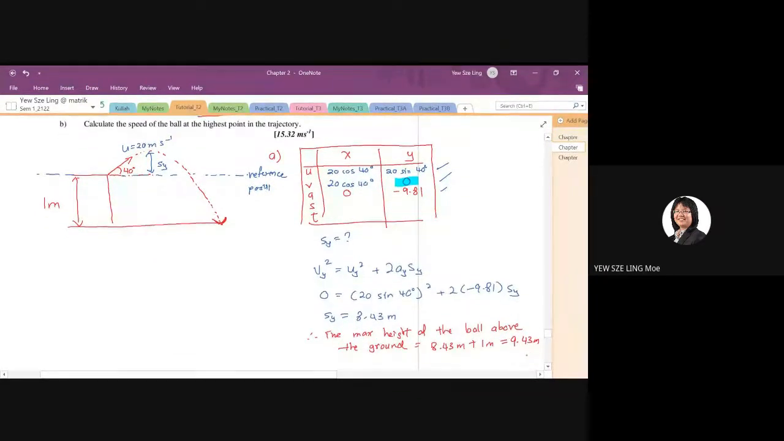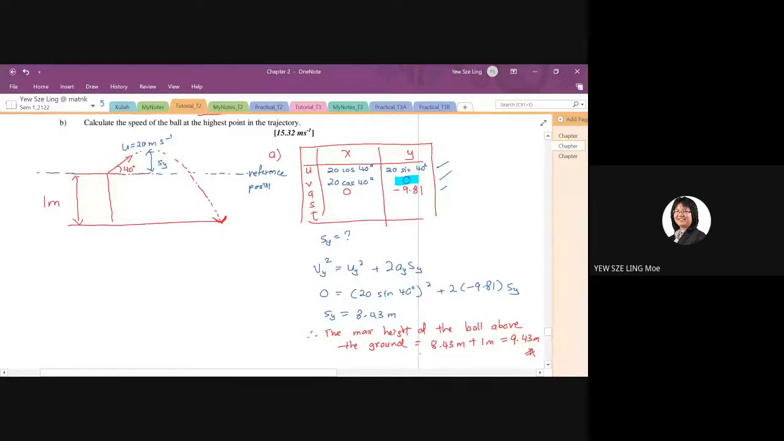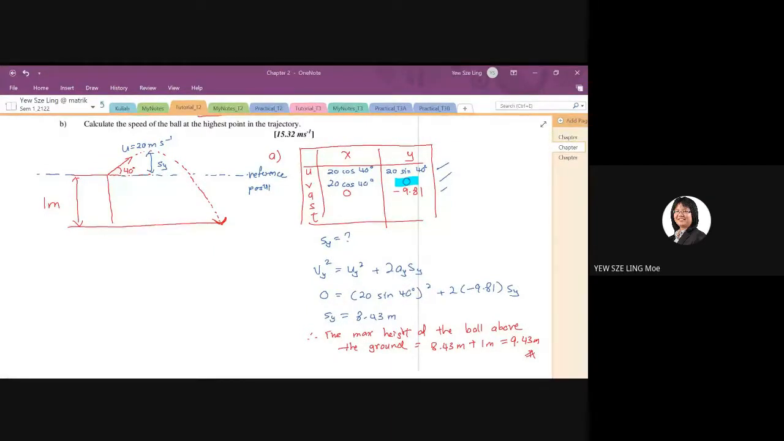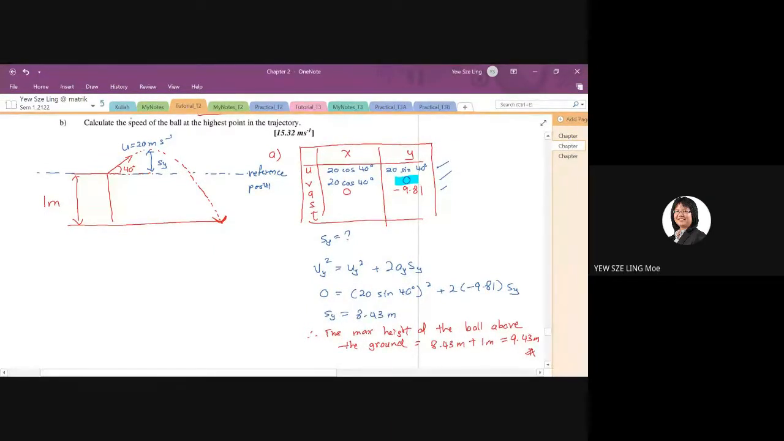So this is the final answer. Okay, this is the final answer. So make sure you answer the questions. Don't stop at 8.43. If you stop at 8.43, 1 mark will be deducted.